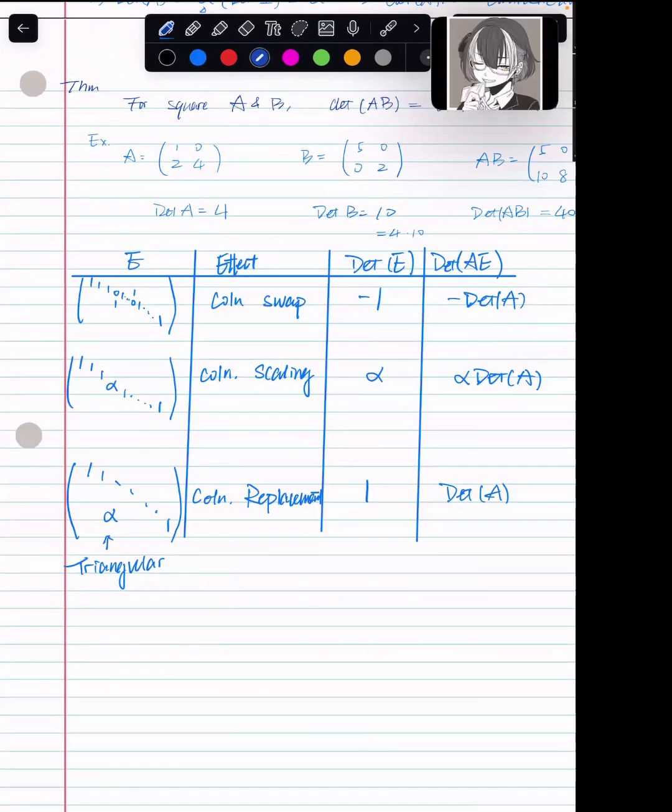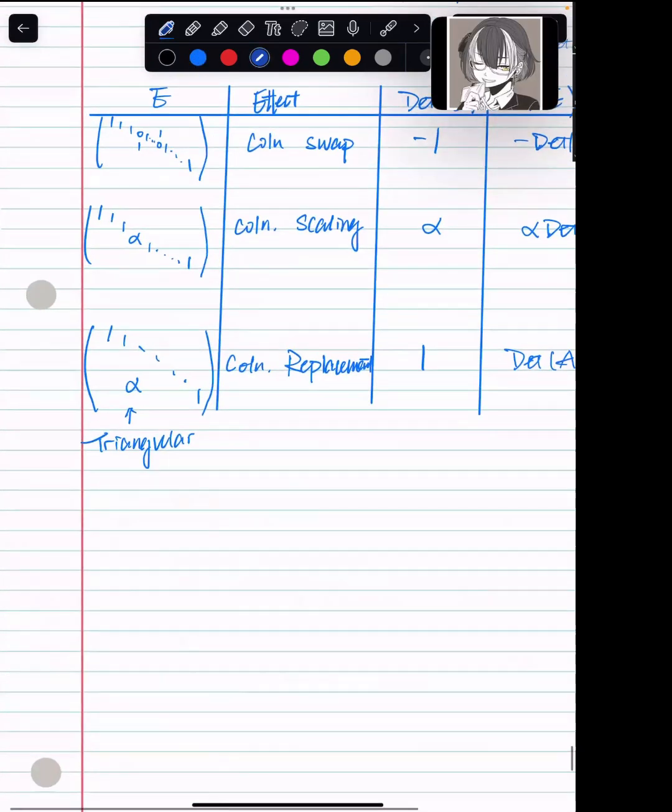Right. So another theorem, we say if we know the determinant of A, then we would also know the determinant of the transpose of A, because they will be the same.